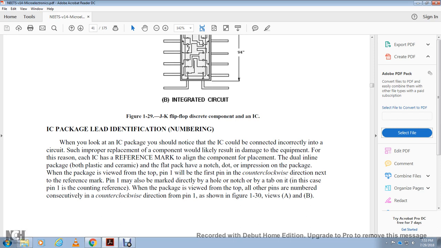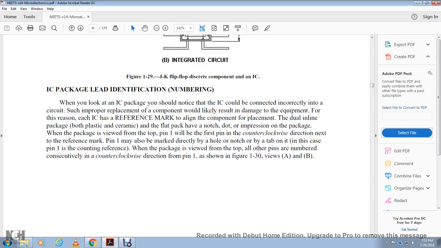With the view from the top of the package, pin one is the first pin, and the pins are numbered in a counterclockwise direction, next to the reference mark. Pin one may also be marked directly with a hole, notch, or tab on it, and serves as the reference for the package. Viewed from the top, the other pins are numbered consecutively in a counterclockwise direction. Pin one is shown in figure 130, views A and B.